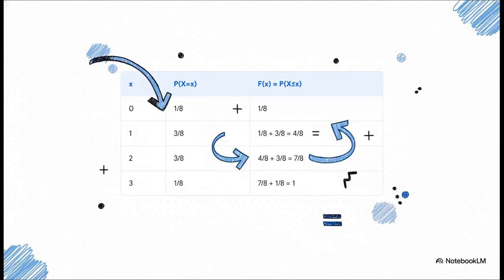So look what we've done here. We've just tacked on a new column to our table, F(x), to keep track of that running total. For the first value, x equals 0, the total so far is just its own probability, 1/8. Easy enough. Then, for x equals 1, we take the previous total, that 1/8, and add the new probability, 3/8, which gives us 4/8. And we just keep doing that all the way down the line.